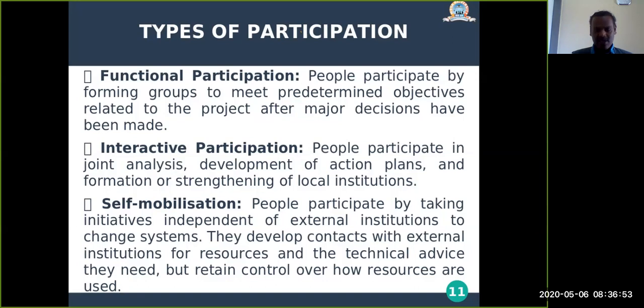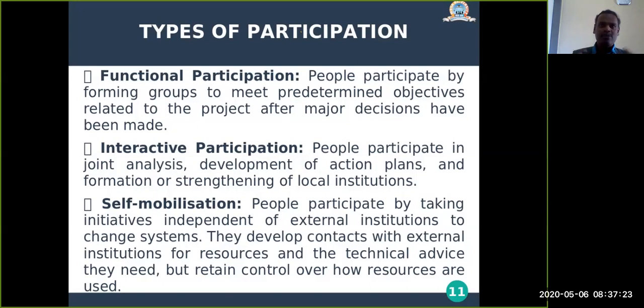Seventh one, interactive participation. People participate in joint analysis, development of action plans, and formation and strengthening of local institutions. Here, you have a program. You tell the people, this much money we have, 100,000 kwacha we have.